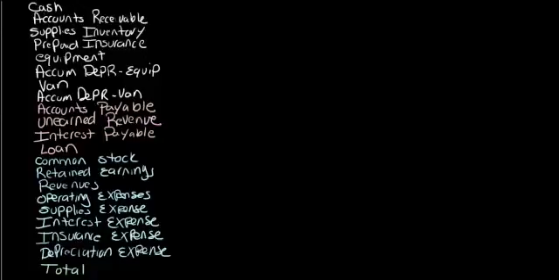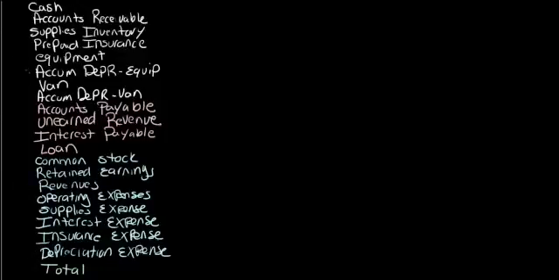A couple other things to note is the trial balance is in the order of the balance sheet. So cash, we have assets first, with the most liquid at the top and the least liquid at the bottom. We then go to our liability accounts, again with the most current or short term at the top, long term at the bottom. Then we go to our owner's equity accounts. We have common stock, retained earnings, and then our sub-accounts of retained earnings, revenues and expenses.